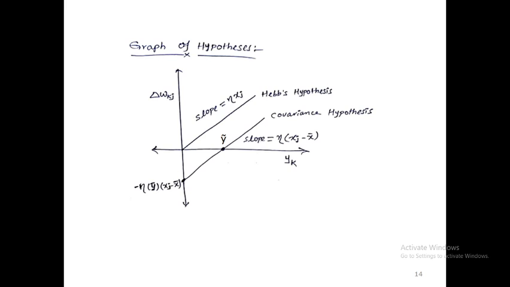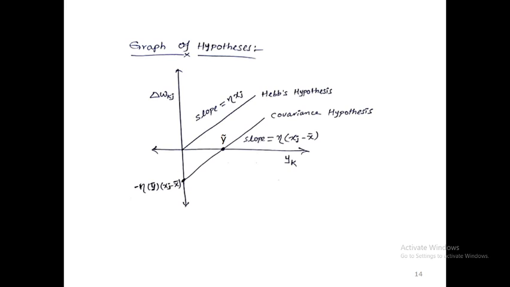So if you draw the graph of that hypothesis, the graph is between del wkj and yk. That means del wkj is on the y-axis and yk is on the x-axis. If you see Hebb's hypothesis, what is the equation? I'll read it out just to remember, or you can go to the previous slides. Simply del wkj is equal to neta into xj yk, right? That is the change in weight as per Hebb's hypothesis.